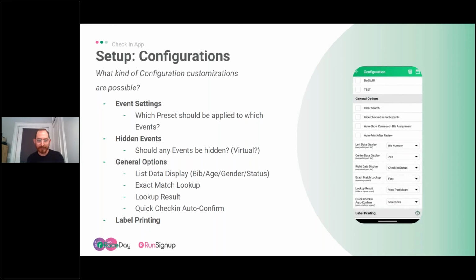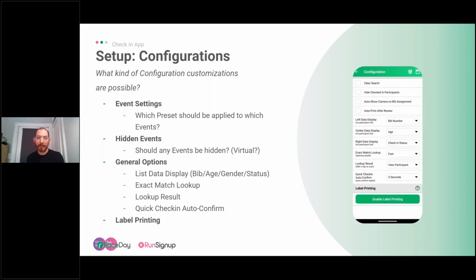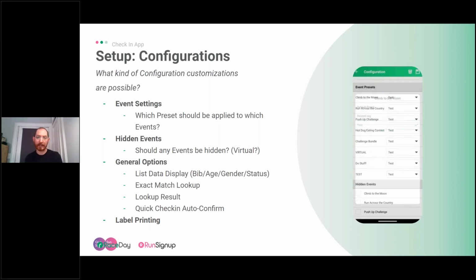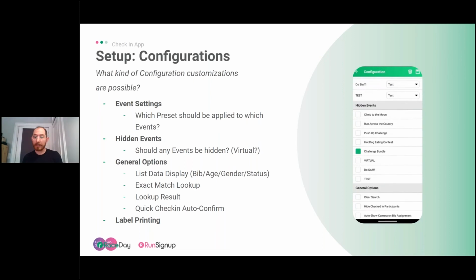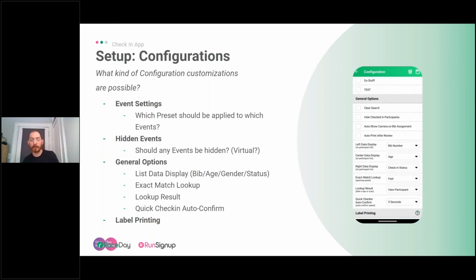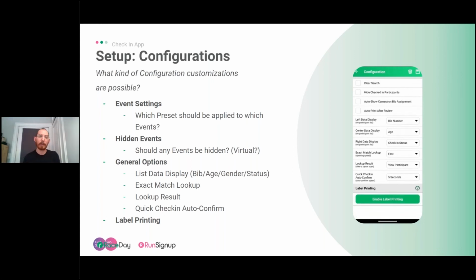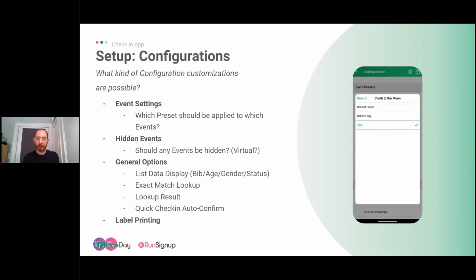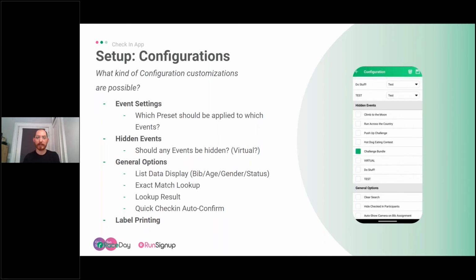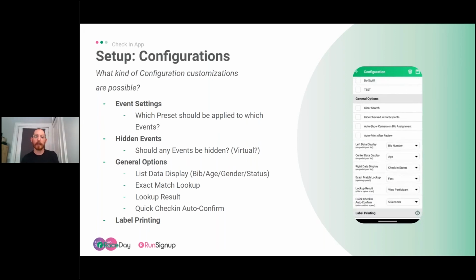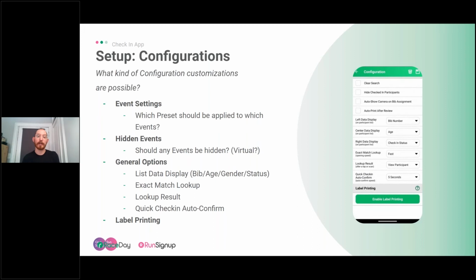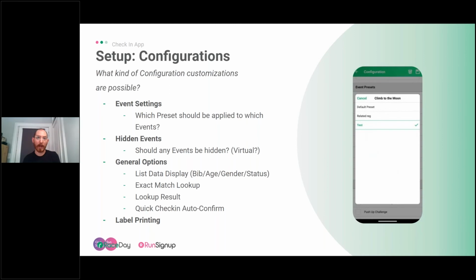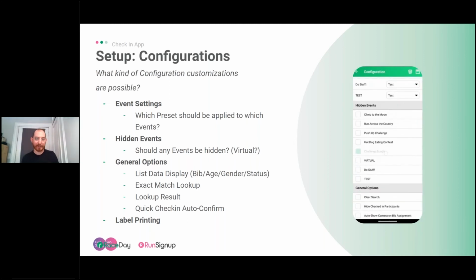Exact match lookup basically allows the system or not to automatically load a participant when you type in their name and you have an exact match. Some people like that, some people don't. Lookup result is a new feature that allows you to basically change what happens when you tap a participant or scan a participant. It will zoom in to either the view participant page where you can check them in and see their information, or it can go directly to the update participant info screen. So let's say you had a configuration made for a corral swap, like you have a separate station at your event just for corral changes.